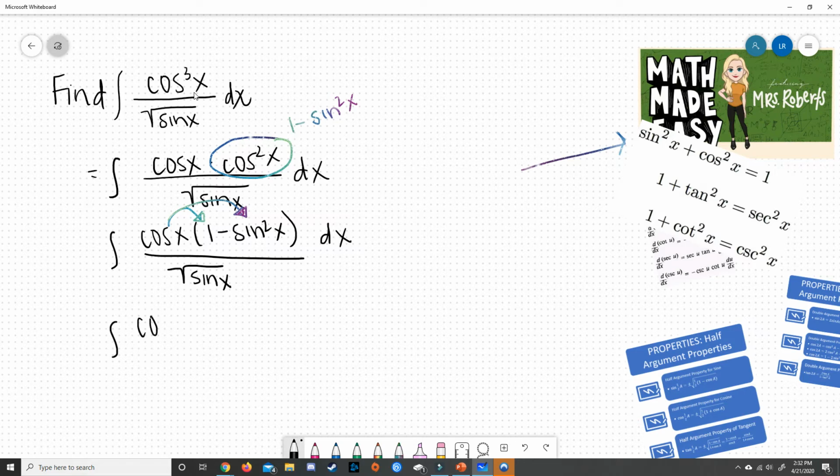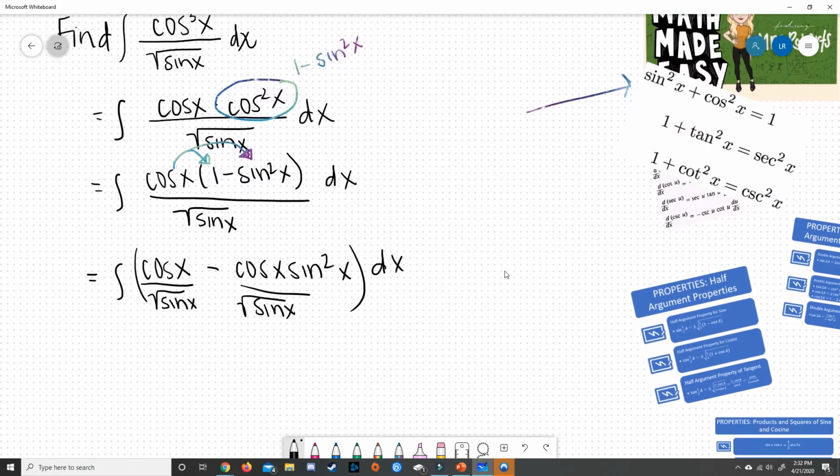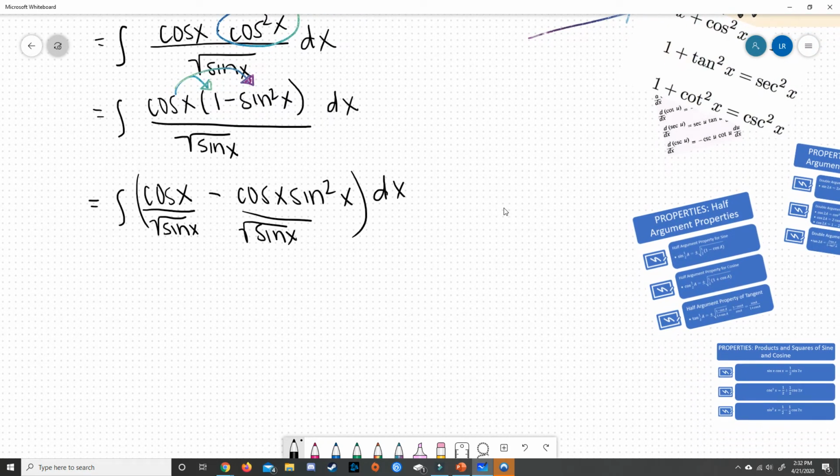So this is going to be the integral of cosine of x minus cosine of x sine squared of x, over the square root of sine of x, and the whole thing still has a dx. Let's see if we can simplify this a little bit more. So that first integral, I think that's as simple as it's going to get. We're going to have the cosine of x over the square root of sine of x dx.